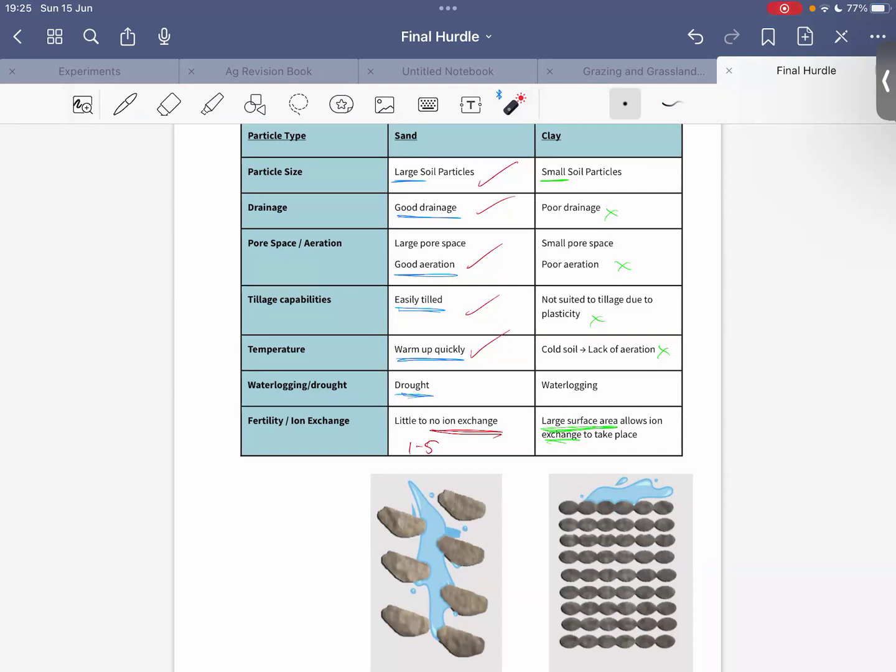In the past exam papers, you got no marks if you said little CEC. If you say no, you had to say no CEC at all.